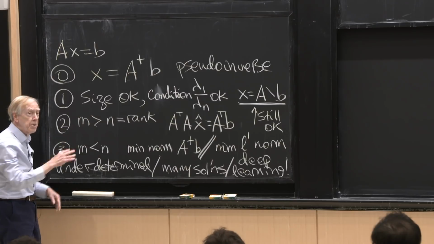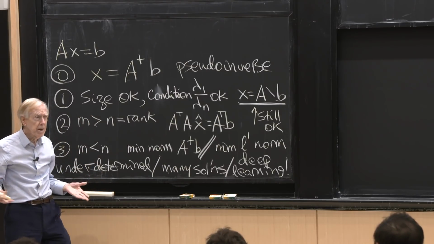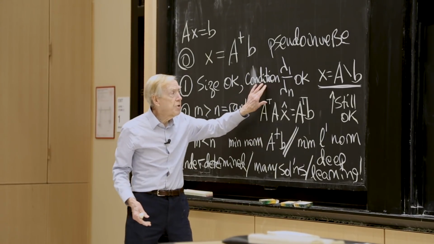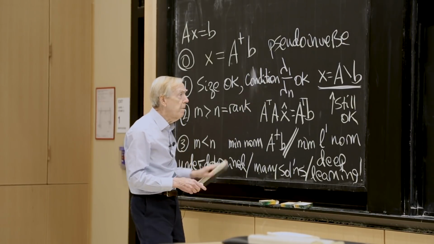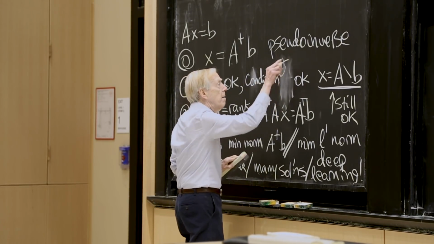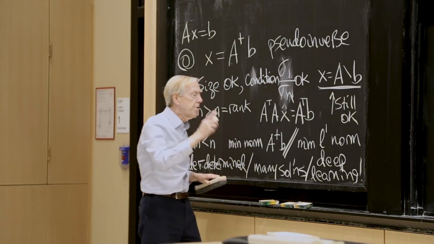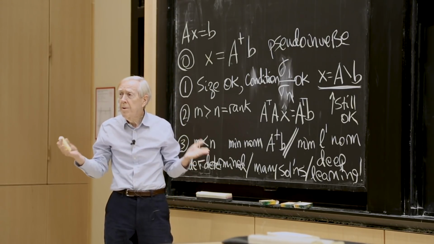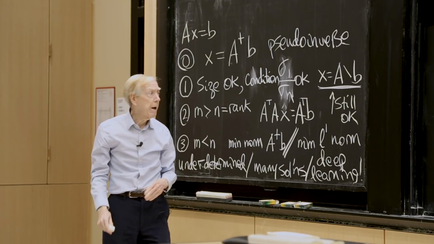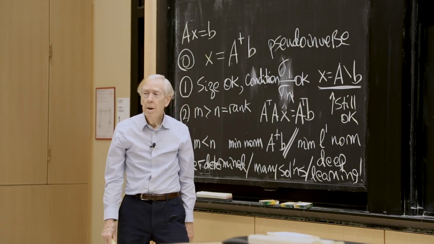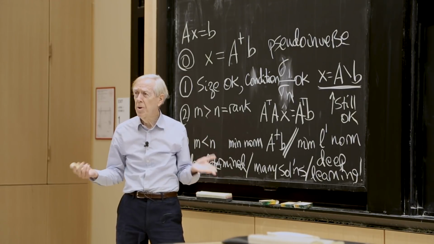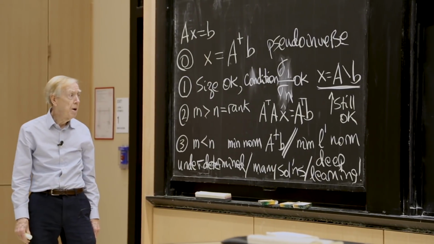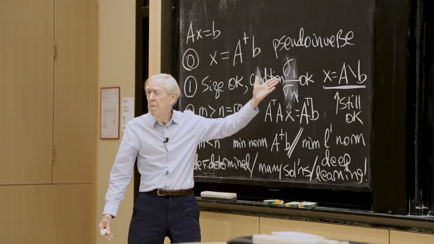Number 1 is the good normal case, when a person has a square matrix of reasonable size, reasonable condition. The condition number, I should call it sigma 1 over sigma n, is the ratio of the largest to the smallest singular value. Let's say that's within reason, not more than 1,000 or something. Then normal, ordinary elimination is going to work. And in MATLAB, the command that would produce the answer is just backslash. So this is the normal case.